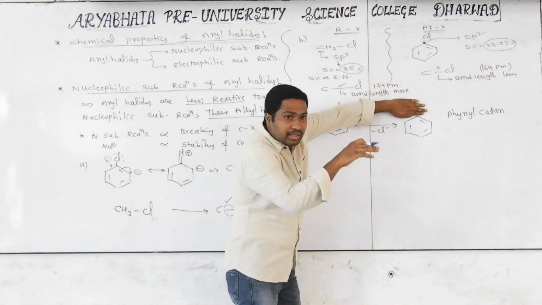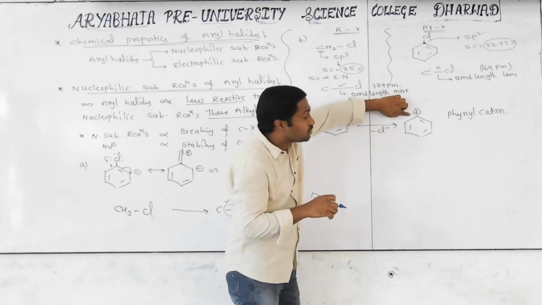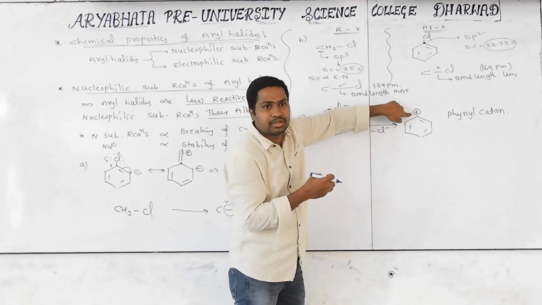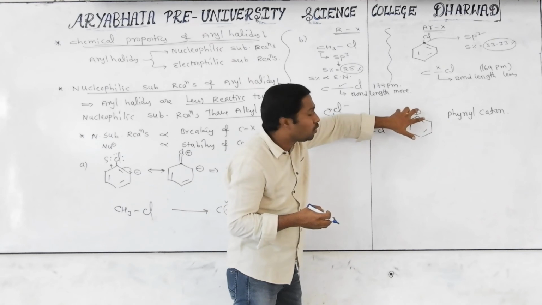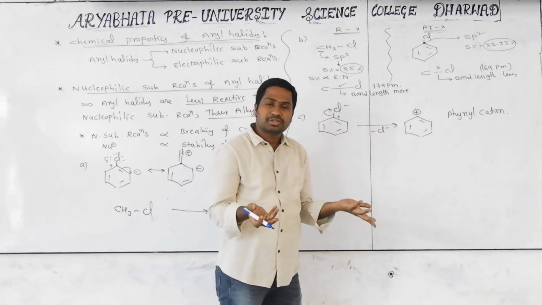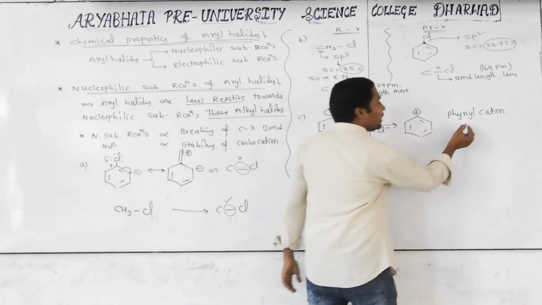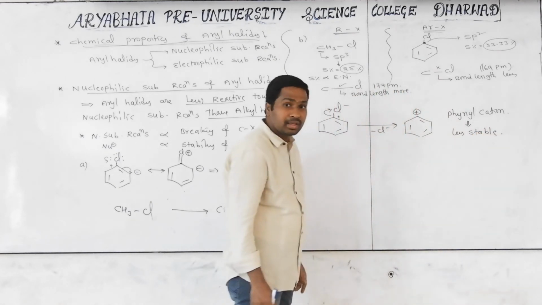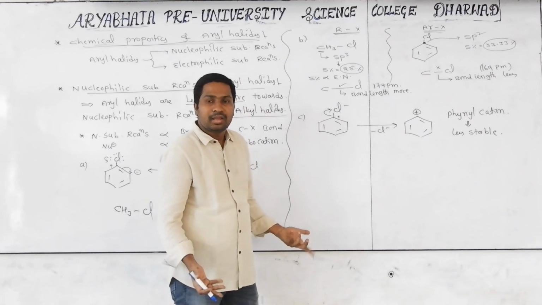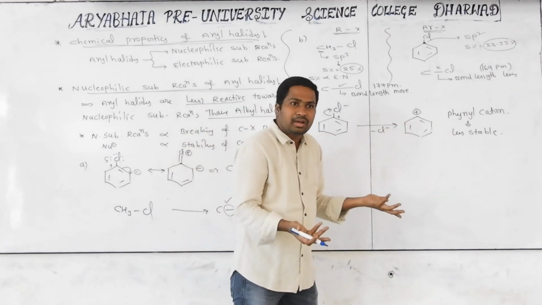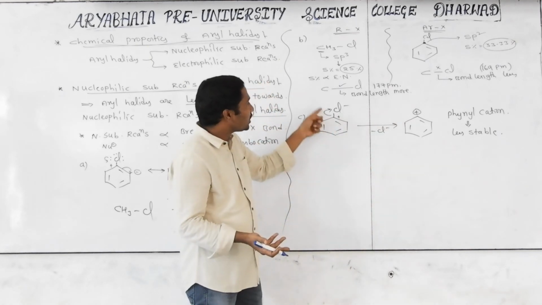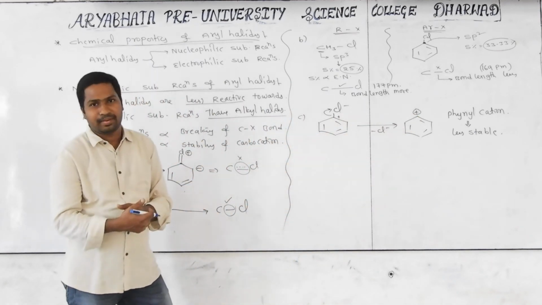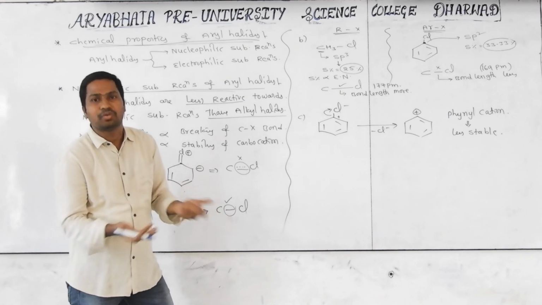Why? The pi electrons are continuously involved in migration, giving resonance structures. Because of the positive charge, the migration of the pi bond is disturbed, which means the resonance structure formation is disturbed. With no resonance structures, there is no stability. That's why the phenyl cation is relatively less stable or almost unstable. Is breaking favorable? No, because the particle formed after breaking is less stable. So there is no chance of getting the positive charge, which means there is no chance for a nucleophile to attack. That's why it's less favorable for nucleophilic substitution.